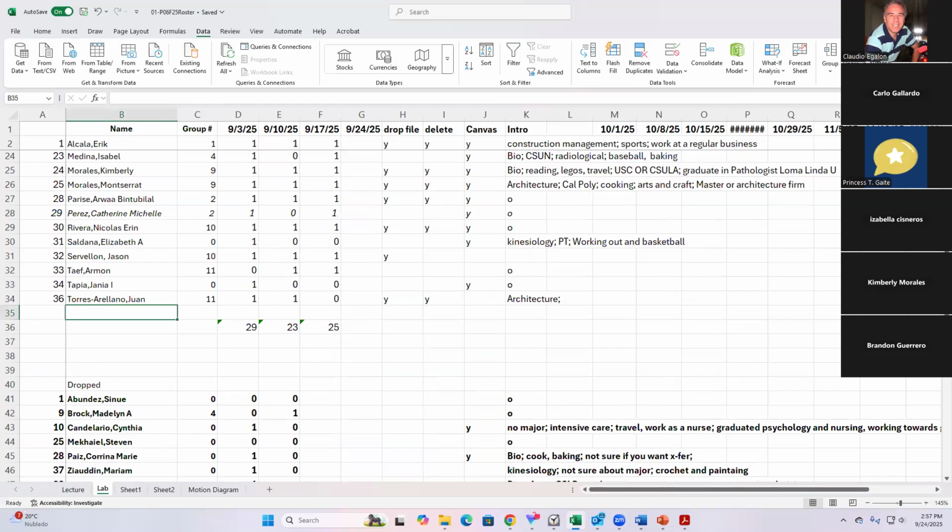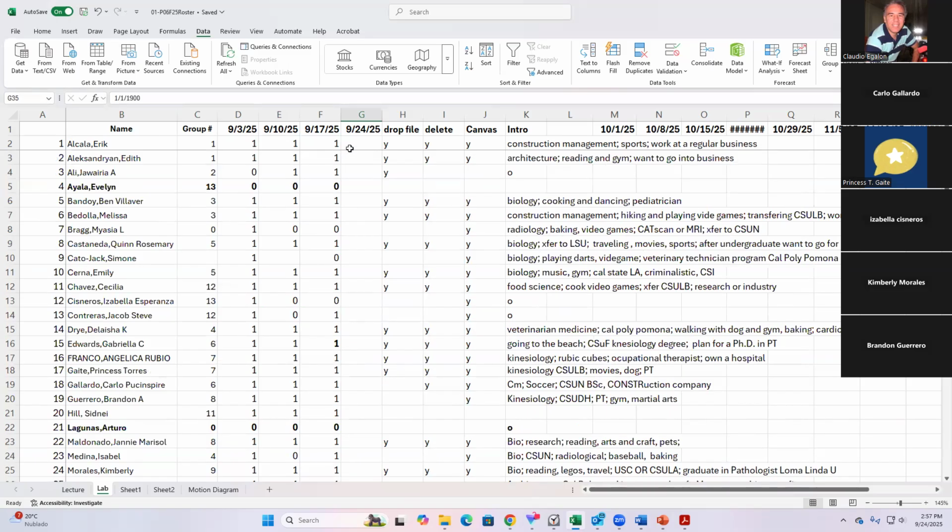Trin Hernandez. Trin. 24, and we go 13. Okay, exchange contact information among yourselves, okay? Trin, Isabella, Isabella Cisneros, and Evelyn.